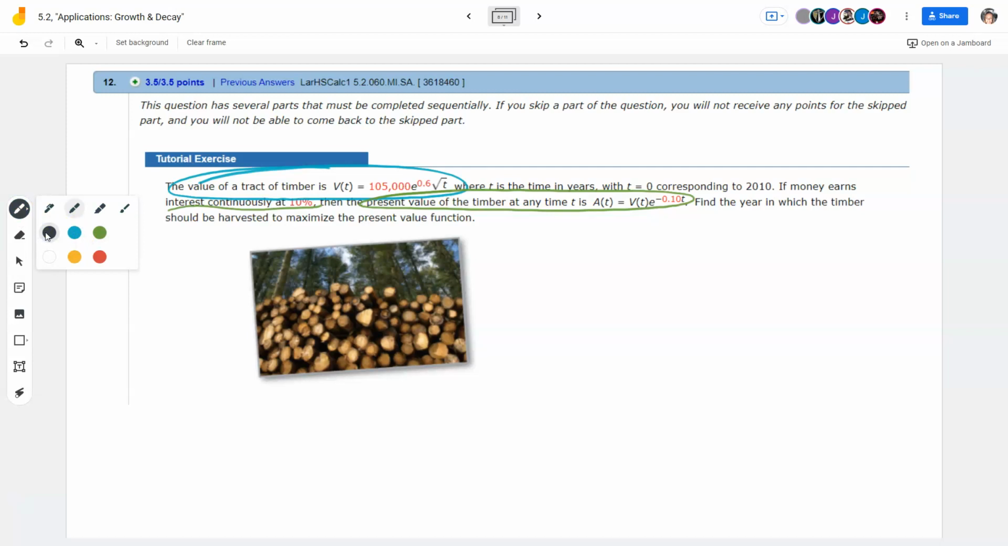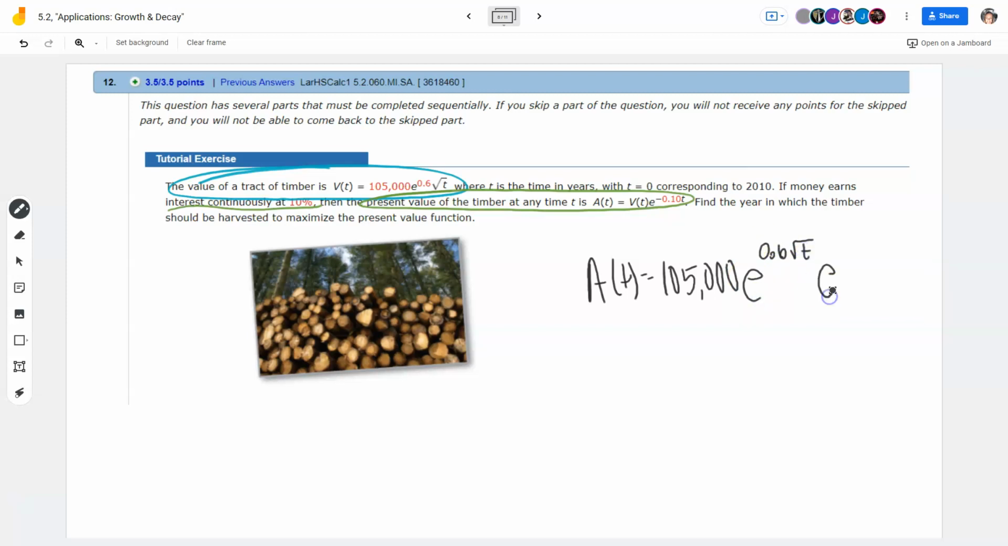Remember WebAssign, sometimes it's kind of wonky when they put it in? So check it, this is a little weird. What they're saying is A of t is equal to 105,000 e, and all of this was in the exponent. This is where it got wonky. All of that was up there. Oh, I didn't see that. I know, right? Because the spacing is weird. So now it's like bases. So I could just say 105,000 e to the 0.6 minus 0.10.